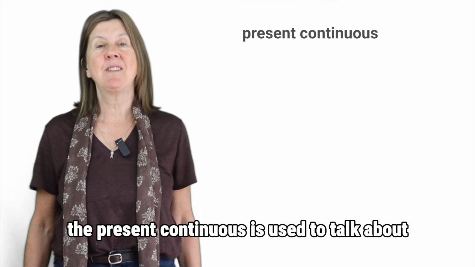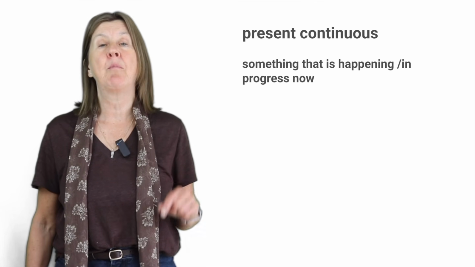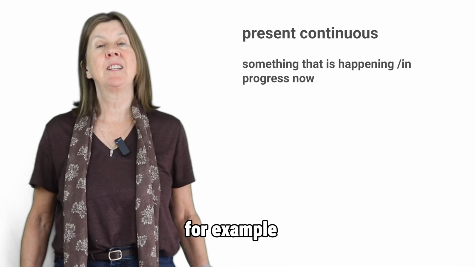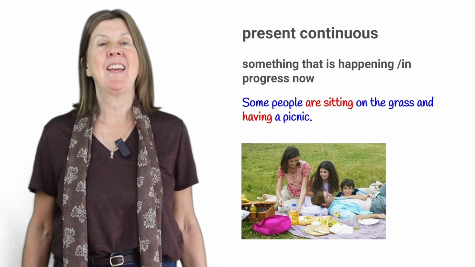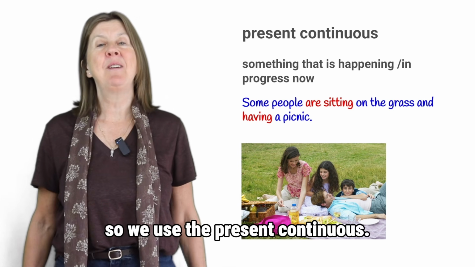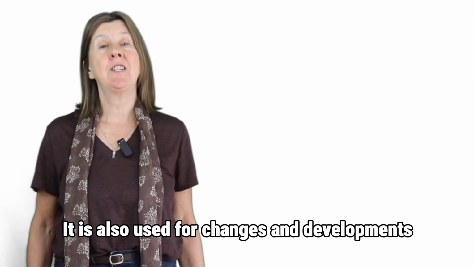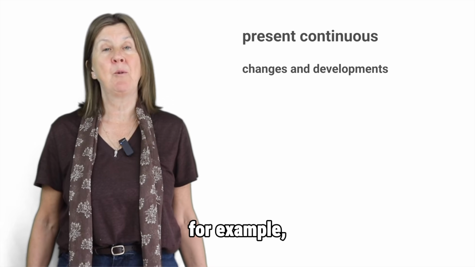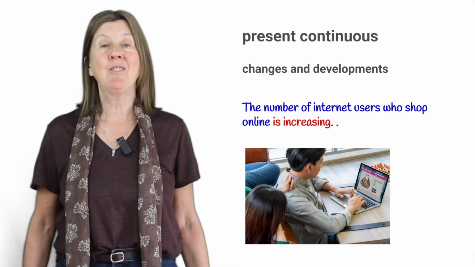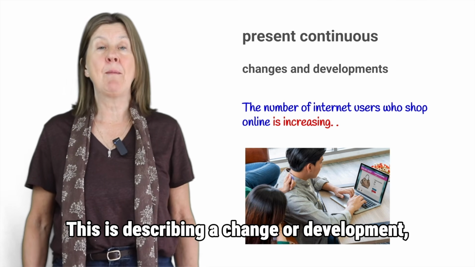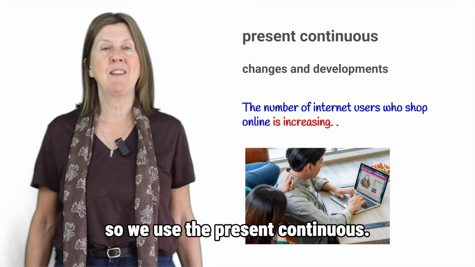The present continuous is used to talk about something that is happening or in progress now. For example, some people are sitting on the grass and having a picnic. It is happening now, so we use the present continuous. It is also used for changes and developments. For example, the number of internet users who shop online is increasing. This is describing a change or development, so we use the present continuous.